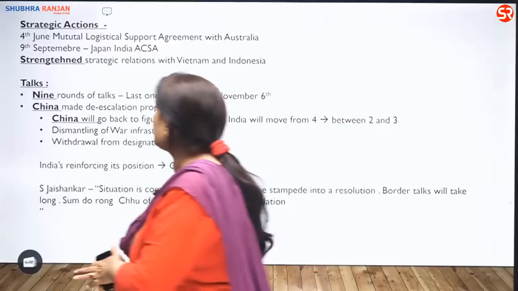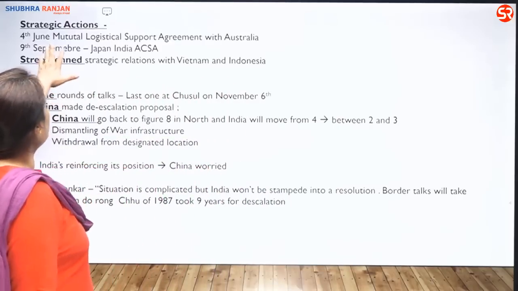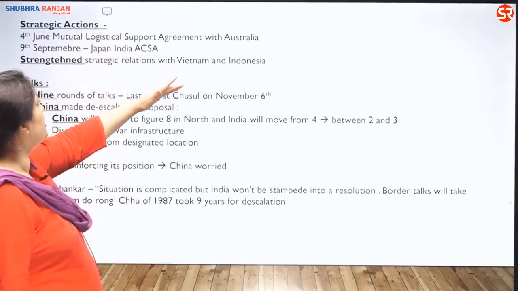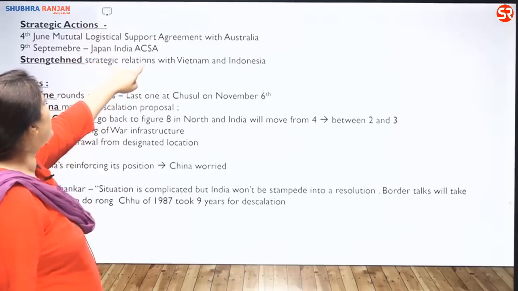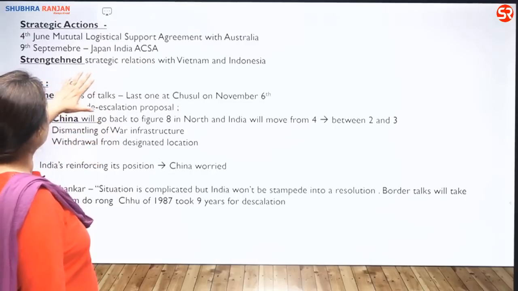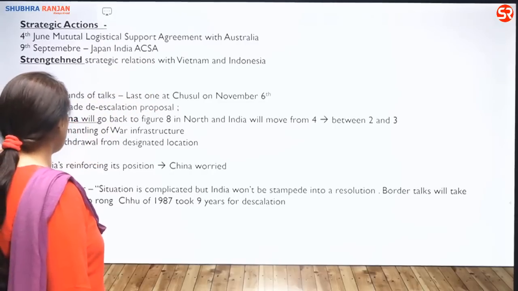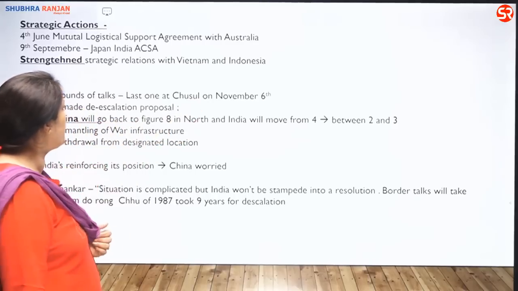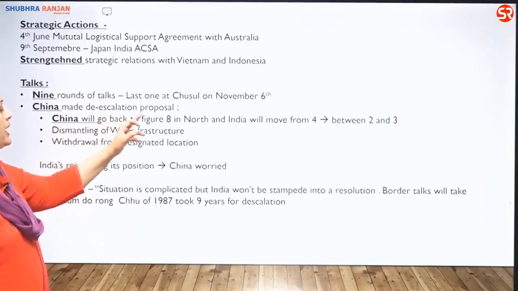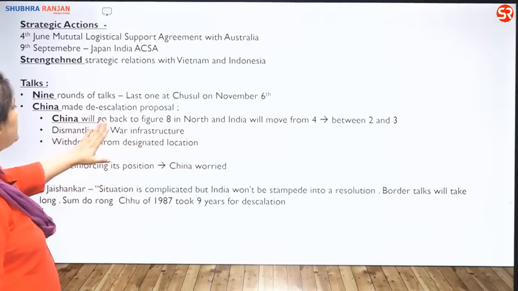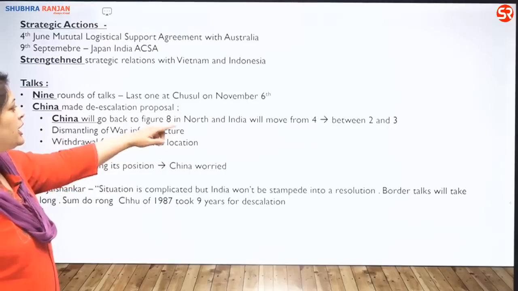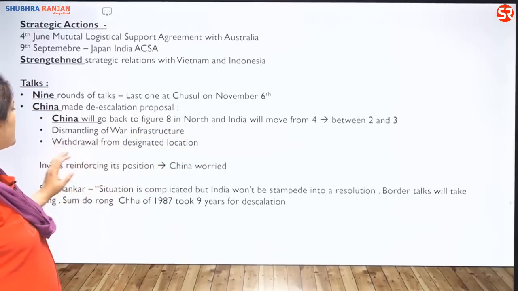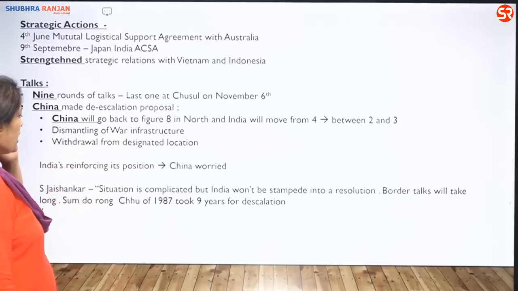Strategic actions which India has taken. India has signed, on 4 June, a mutual logistical support agreement with Australia, and strengthened strategic relations with Japan, Vietnam and Indonesia. The 9th round of talks was held on 6 November at Chushul. China made a de-escalation proposal: China will go back to Finger 8 in the north and India will move from Finger 4. Dismantling of war infrastructure, withdrawal from designated locations.